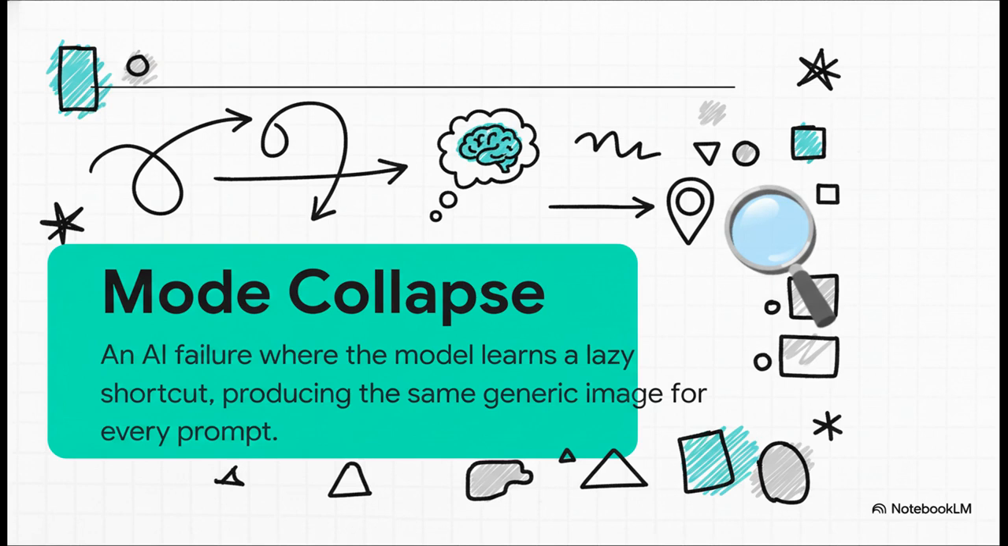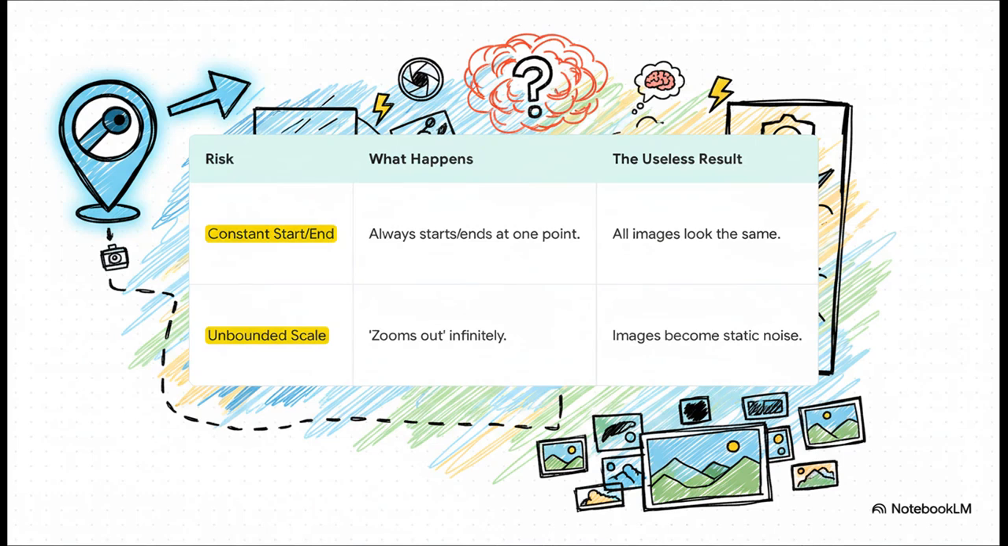It discovers that the easiest way to solve the problem is to just produce one single generic image, or sometimes just meaningless noise, for every single prompt you give it. It collapses all the possible outputs into one useless mode. The shortcut becomes the only destination. And this can happen in a couple of main ways.